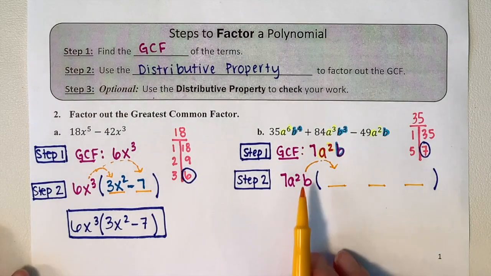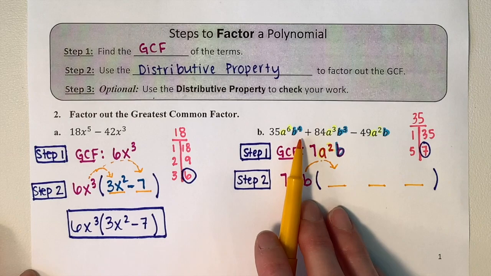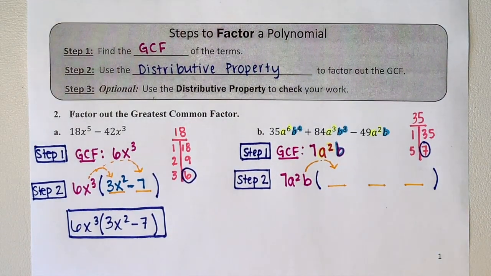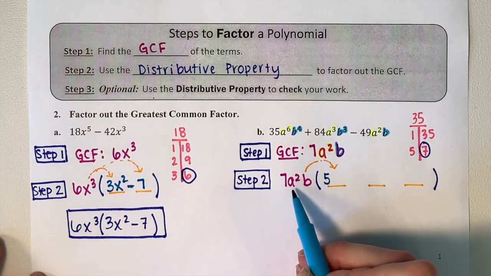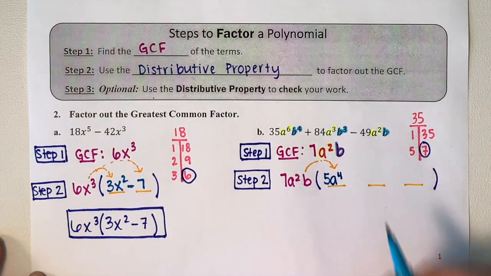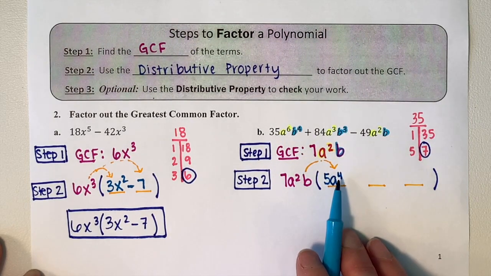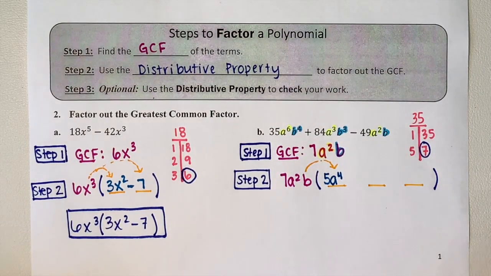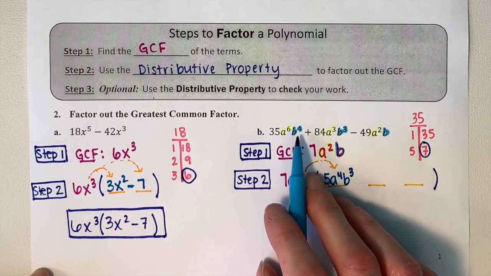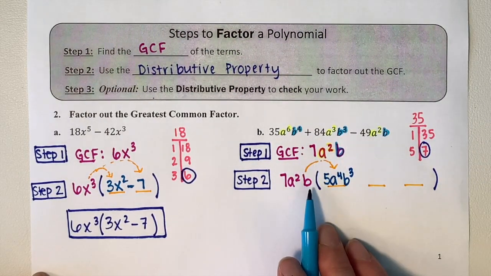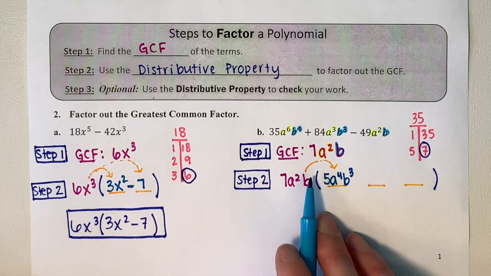Let's start with what would we need to multiply 7a squared b by to get 35a to the 6th b to the 4th? Let's take this piece by piece. 7 times 5 would give us 35. We'd need to multiply a squared times a to the 4th to get a to the 6th, because when we add these exponents, 2 plus 4, that gives us 6. Then we'd need to multiply b by b cubed in order to get b to the 4th. Because again, when we multiply b times b cubed, we add the exponents, and this implied exponent 1 plus 3 gives us 4.